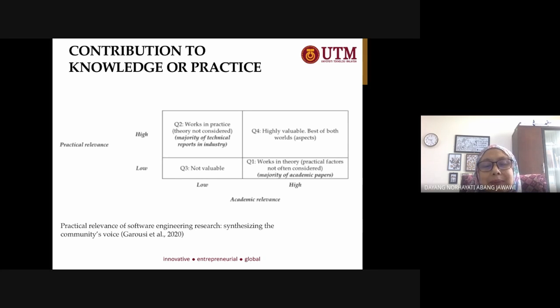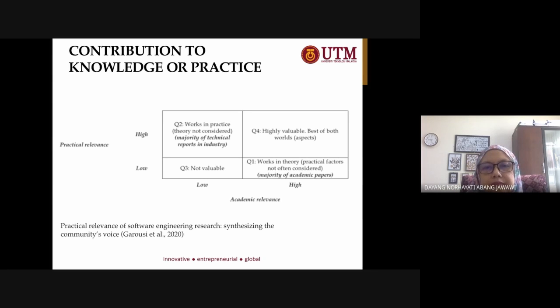Okay, so this paper highlighted there are 4 quadrants. The best one that we want to achieve is the upper right, which is the highest value in both worlds, meaning very practical and with the support of academic knowledge. Okay, but that is not an easy task to do. You need to validate your work from the practical point of view, and also from the academic point of view.